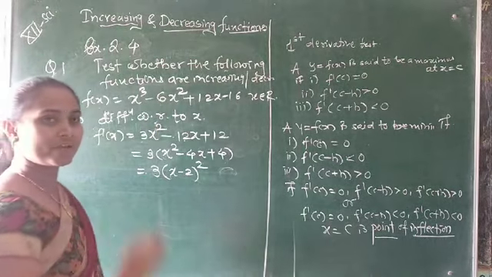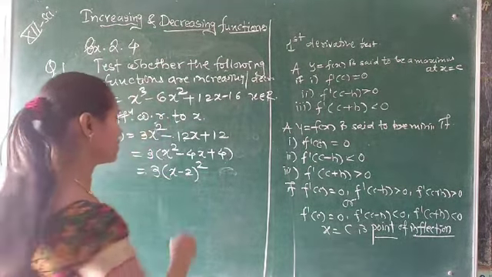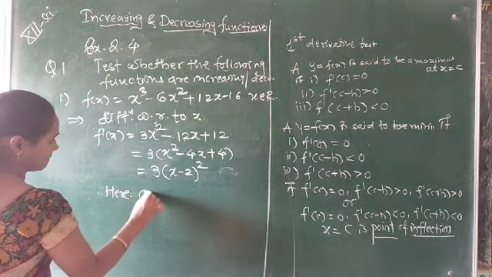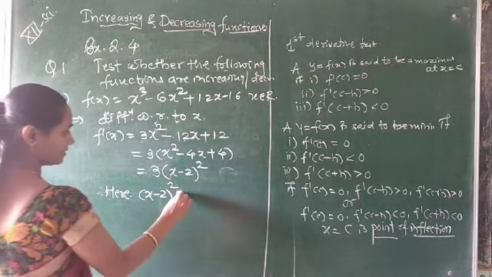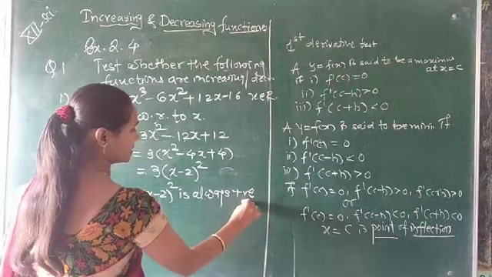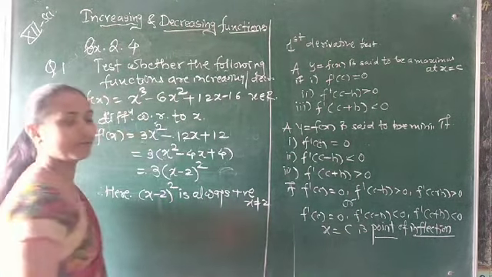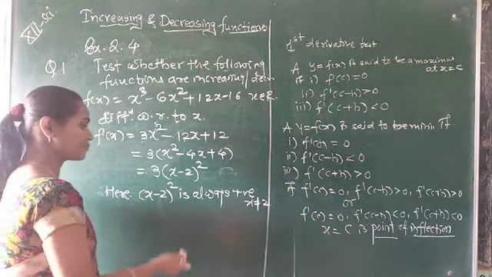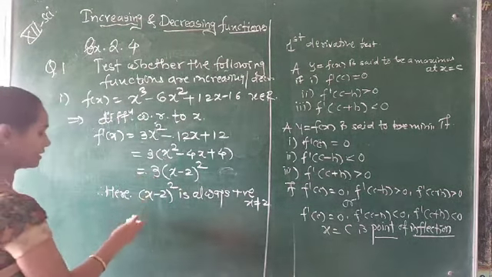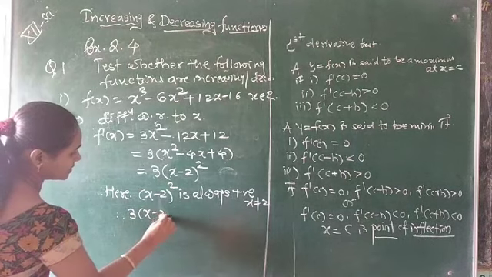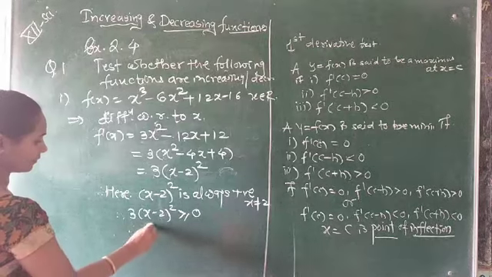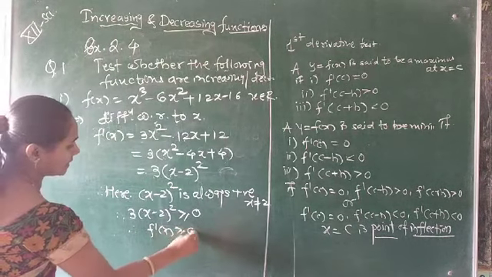The square of every real number is always positive because we are in the set of real numbers. Since x minus 2 square is always positive, the main condition is x not equal to 2, and therefore x minus 2 square is always greater than or equal to 0. Since 3 is positive here, 3 into x minus 2 square is greater than or equal to 0. What is this? It is the derivative, therefore f dash of x is greater than or equal to 0.